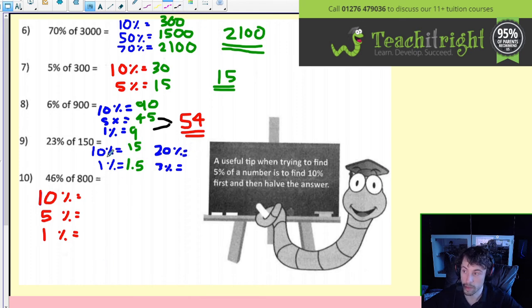So how do I work it out? 10 to 20 is double, so that's going to be 30. And 1 to 3 is times by 3, so that's 4.5. So as a final answer, 23% is going to be these two added together, so 34.5 is my answer.